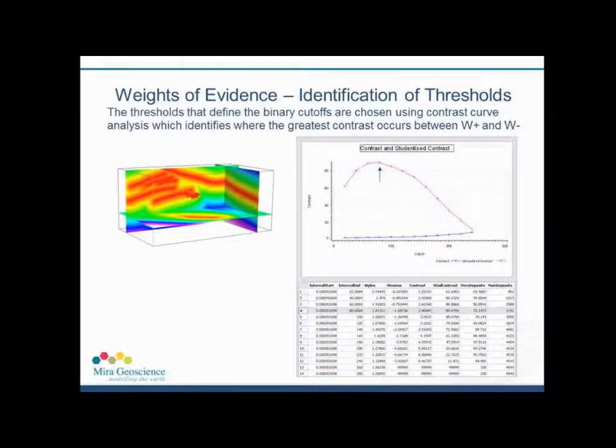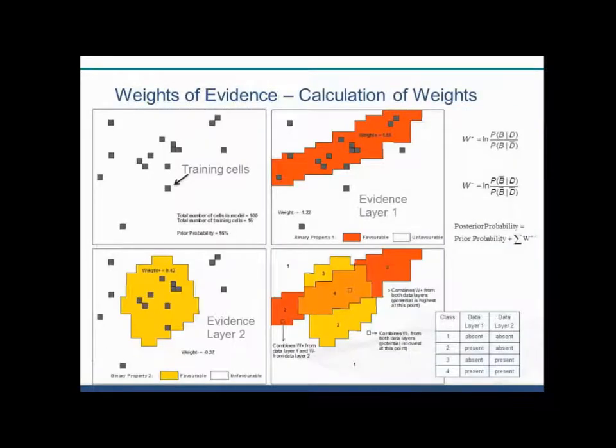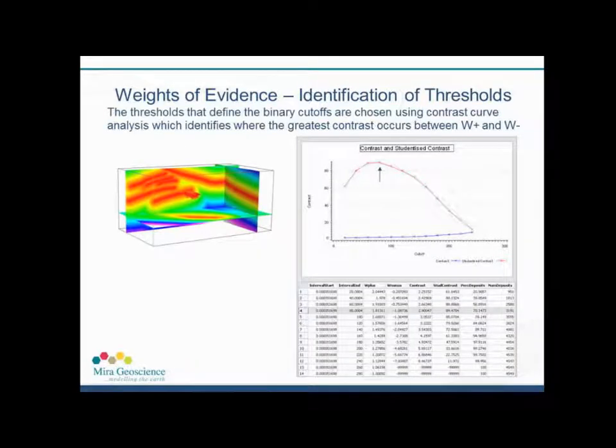To back up a little bit, prior to that point you have to get to a binary cutoff. You have to determine what your binary cutoff is going to be. Here we had already picked some binary cutoff, but you need to get to that point. For each evidence layer, you have to determine your threshold value, and the way this is done is by looking at the contrast between the positive and negative weights.